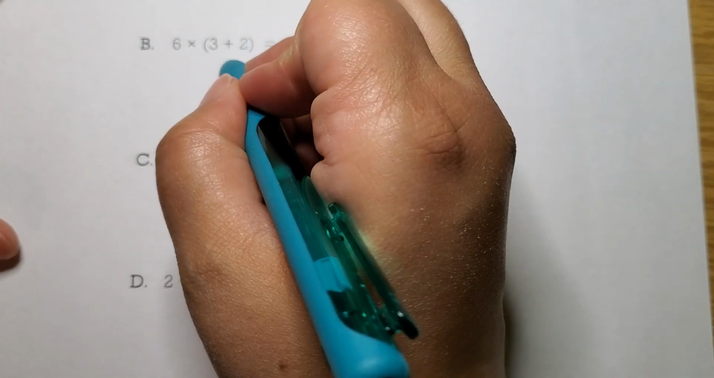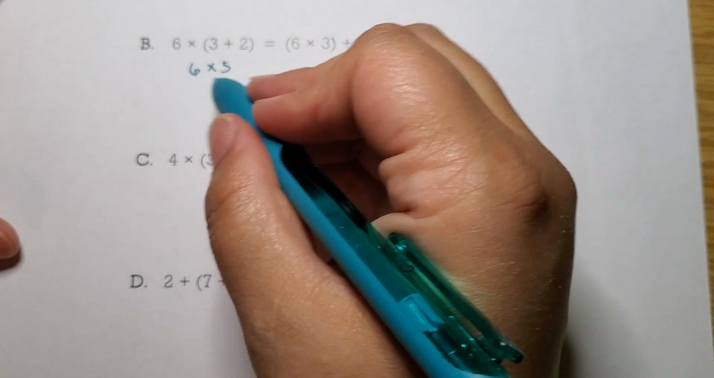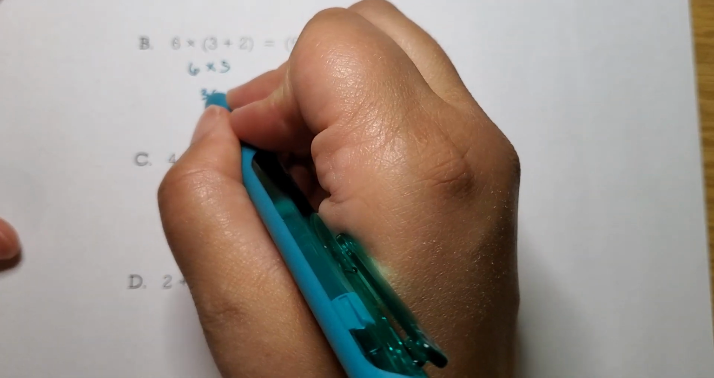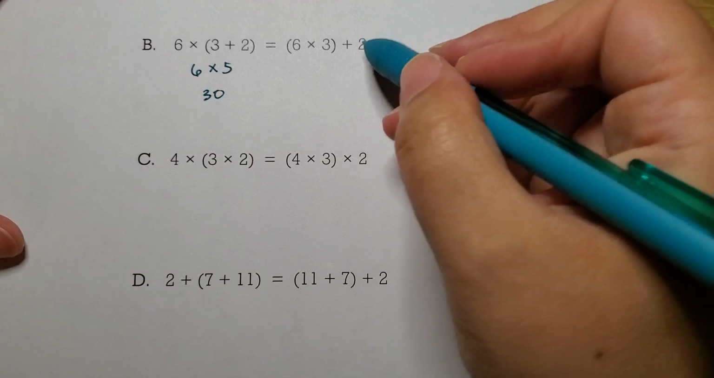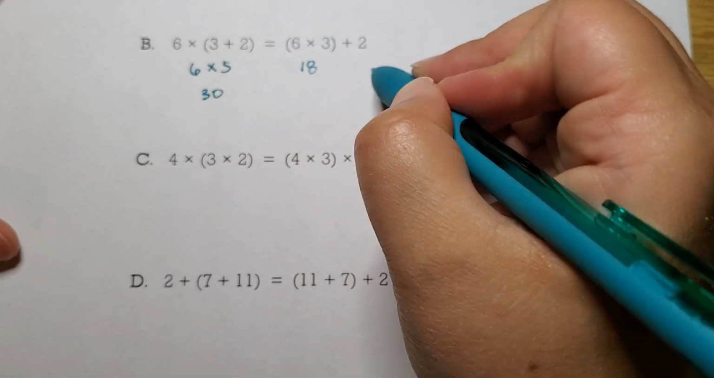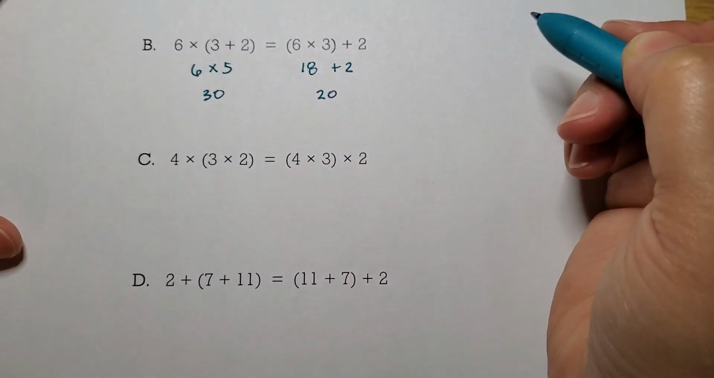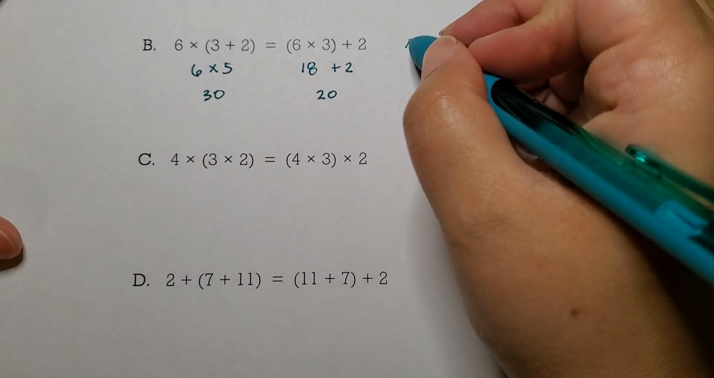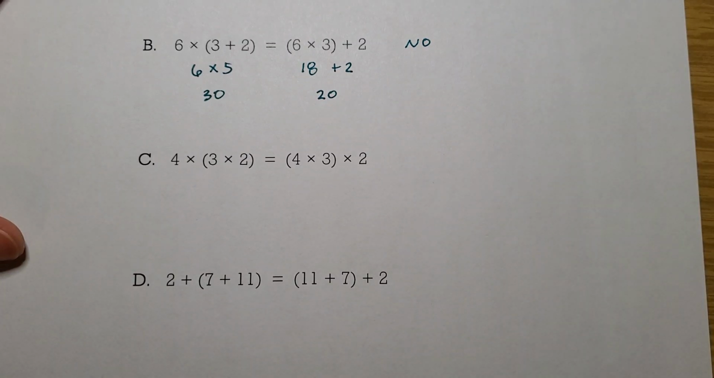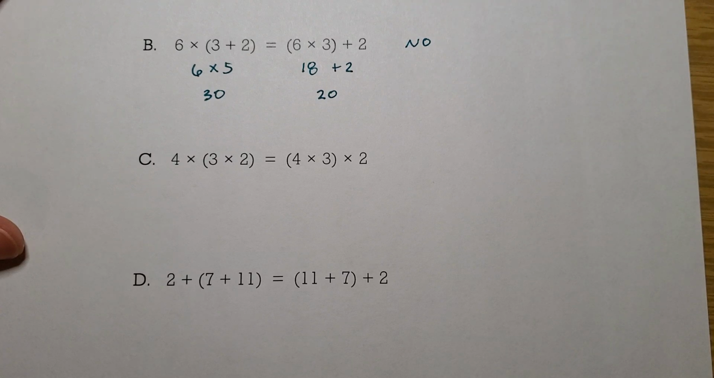3 plus 2 is 5. And if I multiply 5 by 6, I get 30. Here on the right, 6 times 3 is 18. And if I add 2, I only get 20. So this is not showing the associative property because we got different answers on either side.